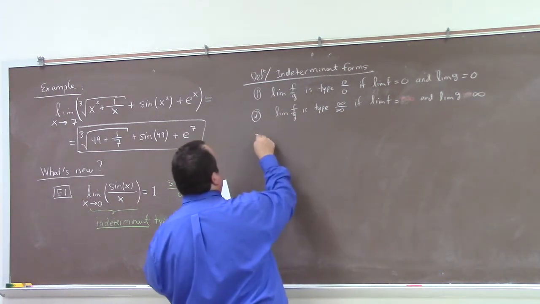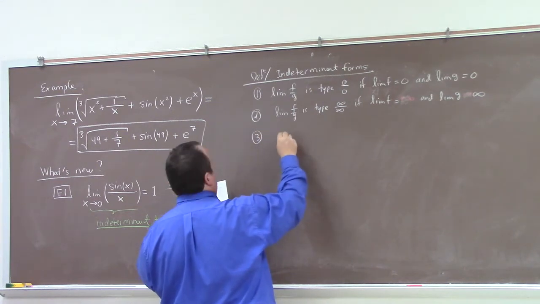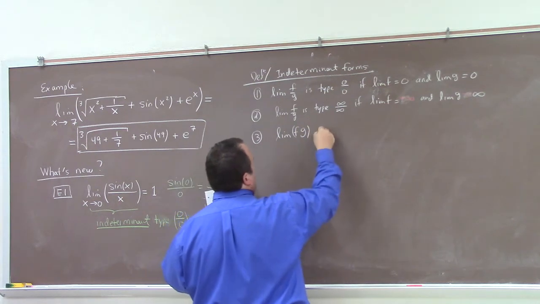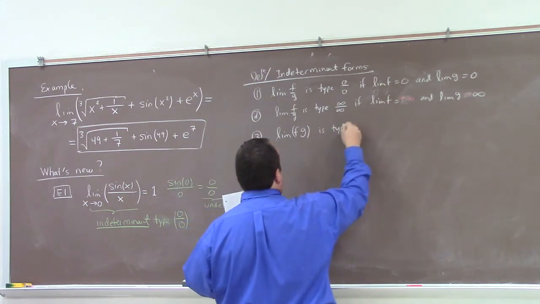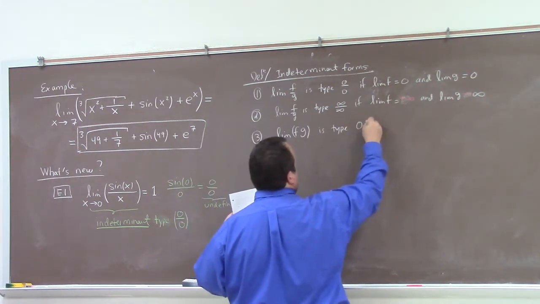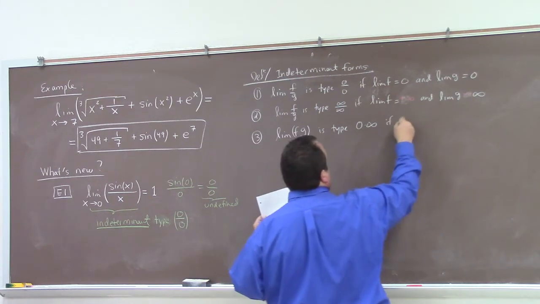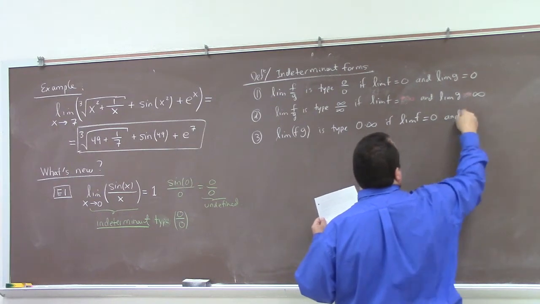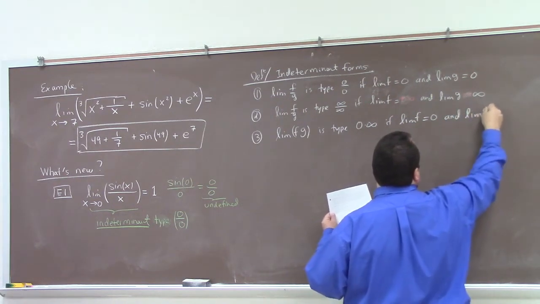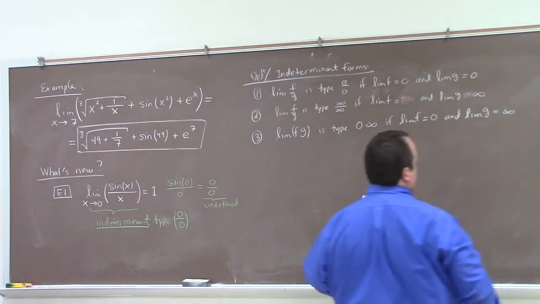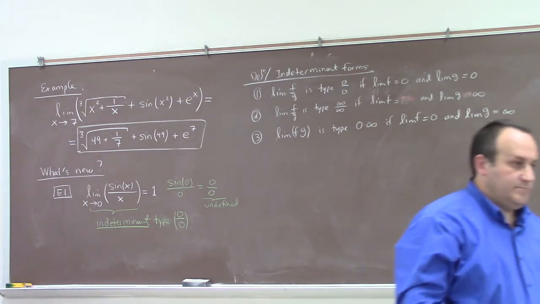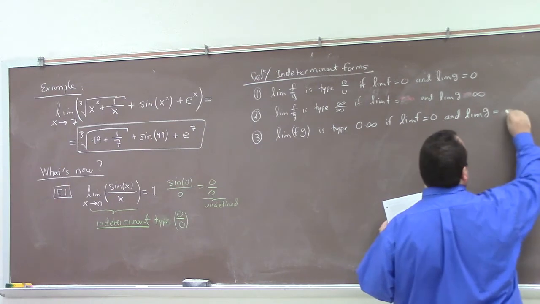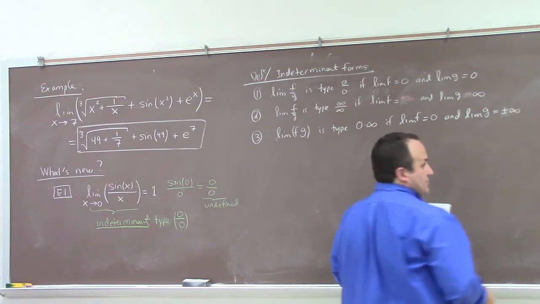3. Another kind of pattern you've got to watch out for, the limit of a product is type 0 times infinity, all right? If the limit of f is 0, and the limit of g is infinity. I should be careful. Plus or minus infinity. It doesn't matter if it goes to plus or minus.